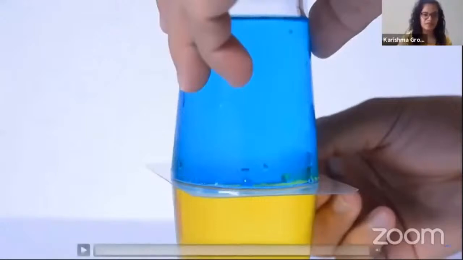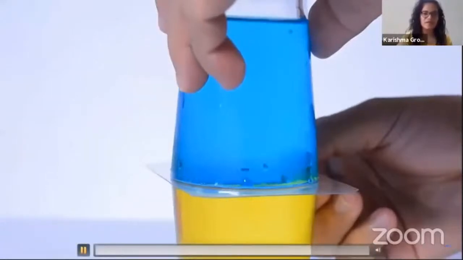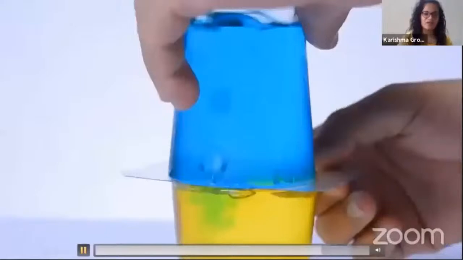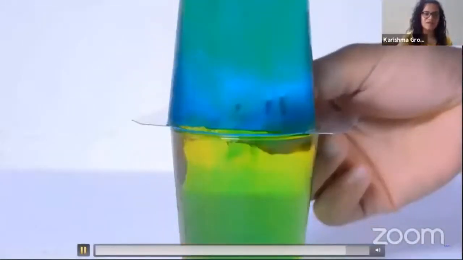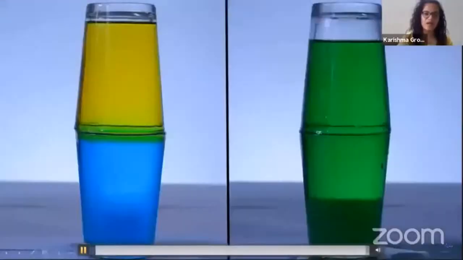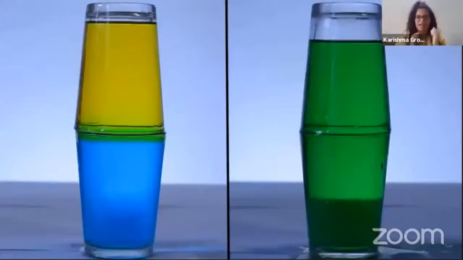Let's see how we are supposed to do it. Start pulling it off. Do you see? It already started going down and the warm water started coming up. And what's going to happen after a while? The entire thing is going to mix up and the color will become green. Why will it become green? Why can't the cold water stay up and the warm water stay down? Why can't we have two different colors in this one?